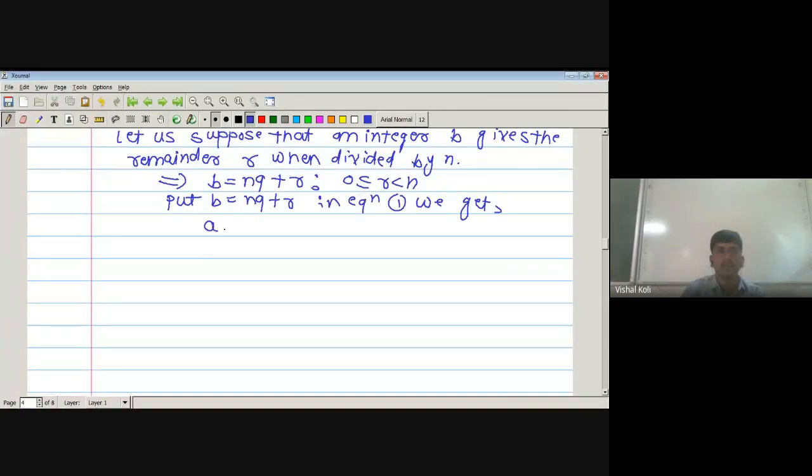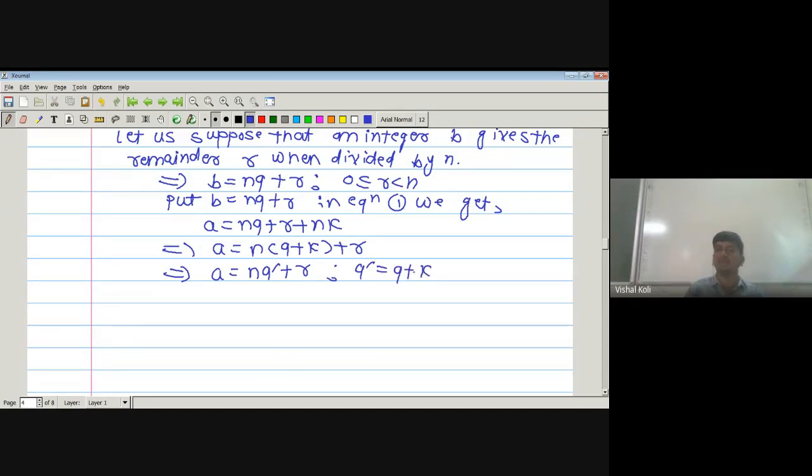We get a is equal to b, which is n into q plus r, plus n into k as it is, which is nothing but a is equal to, take n common, n into q plus k, plus r. That is a equal to n into q dash plus r, where q dash is nothing but q plus k. As q and k both are integers, their combination is again an integer, therefore q dash is an integer. As here we have expressed a as a multiple of n plus some remainder, we get the remainder of a is also r.